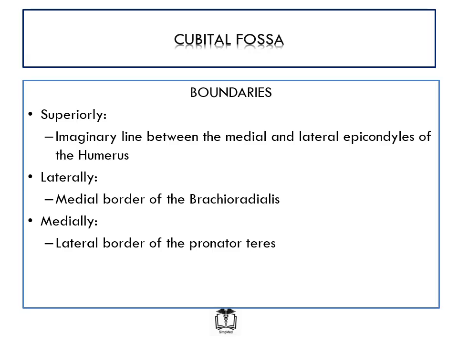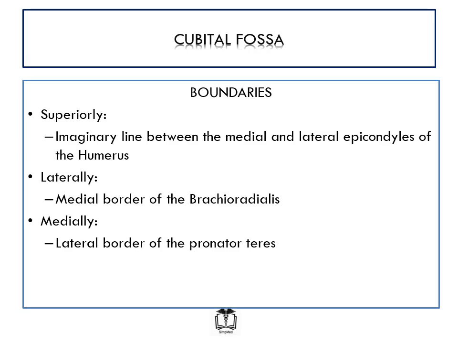Let's quickly talk about the boundaries of the cubital fossa. Because it's an inverted triangle, it's going to have a superior boundary, a lateral and a medial boundary, and then the apex pointing downwards. The superior boundary of the cubital fossa is formed by an imaginary line that connects the medial and lateral epicondyles of the humerus. I'll show you a picture of how it looks.